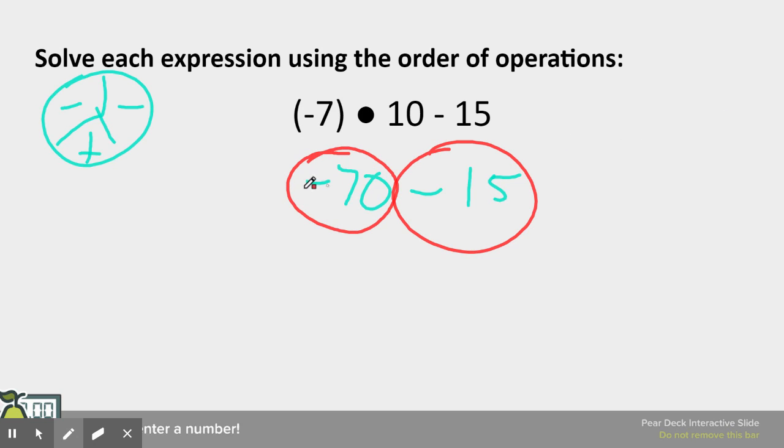Okay, now when I do this, it looks a little different. It looks like they both have the same signs. And since they have the same sign, I'm going to find the sum. So that means I need to add 70 plus 15, which gives me 85. And since they're both negatives, I'm going to add my negative sign there, and I get negative 85 as my final answer.